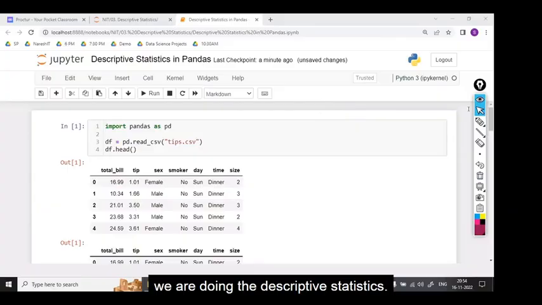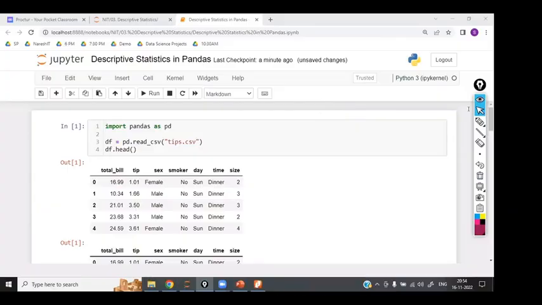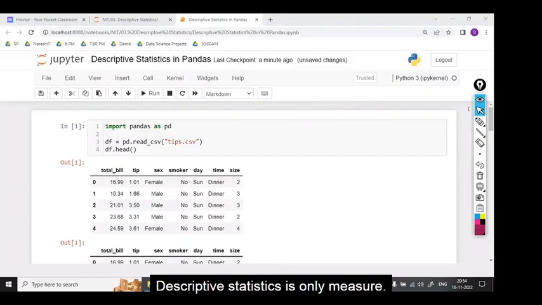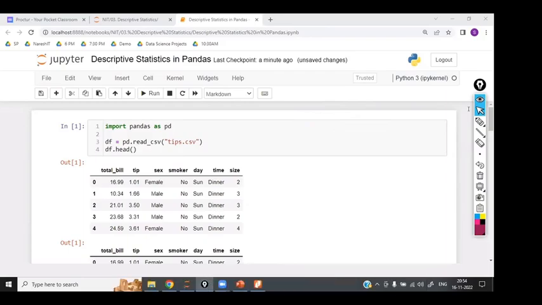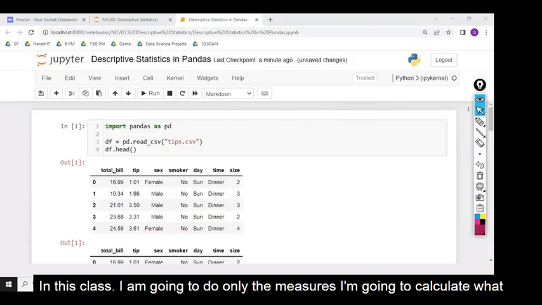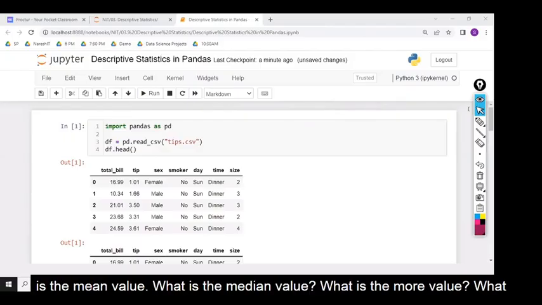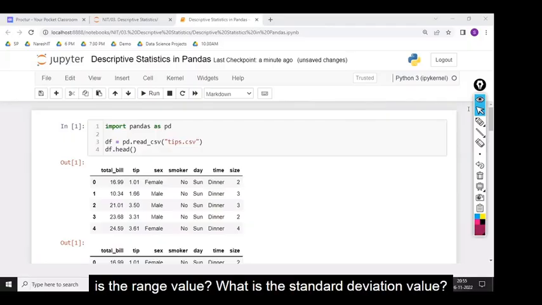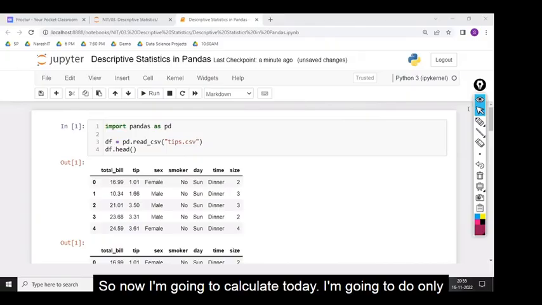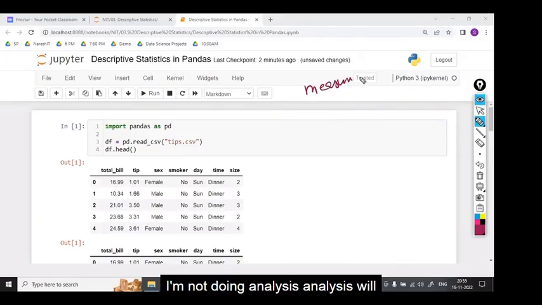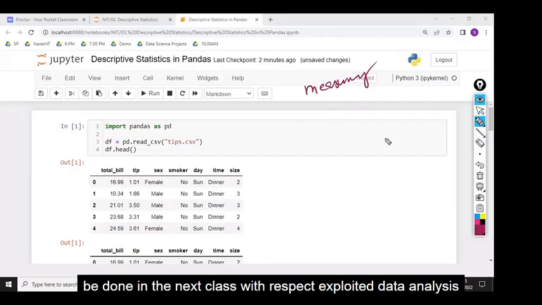For this, we are doing the descriptive statistics. Descriptive statistics is only measures. The analysis part is called exploratory data analysis. That is next class. In this class, I am going to do only the measures. I am going to calculate the mean value, the median value, the mode value, the range value, the standard deviation value. Values only I am going to calculate. Today I am going to do only the measuring. I am not doing analysis. Analysis will be done in the next class with respect to exploratory data analysis.